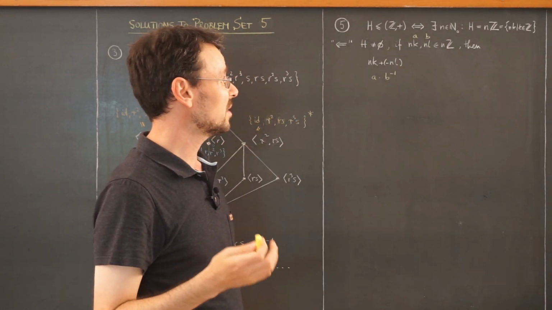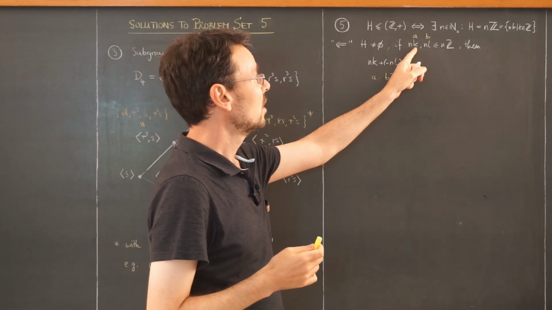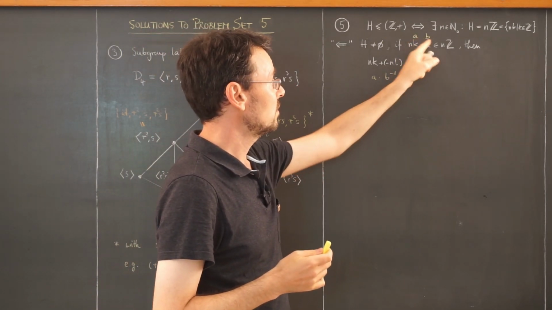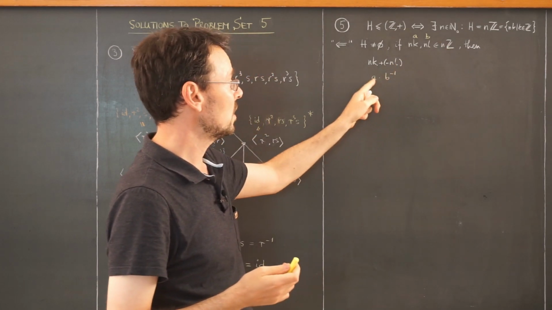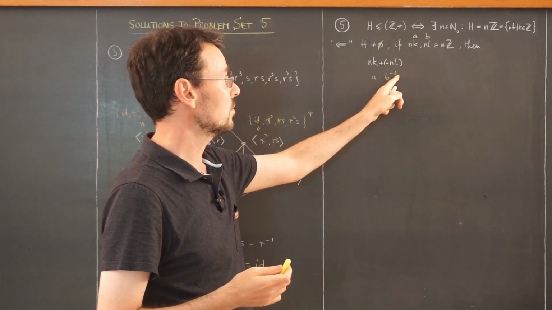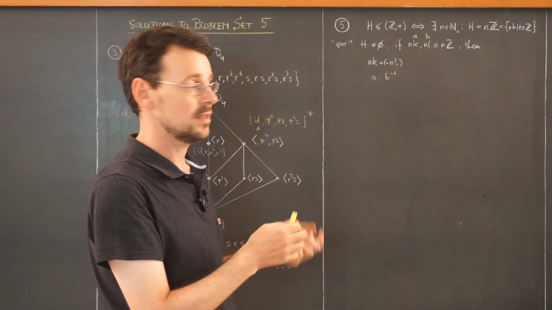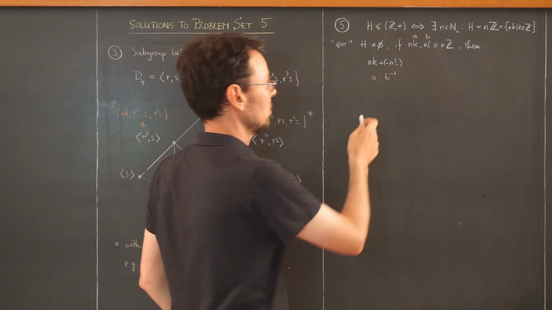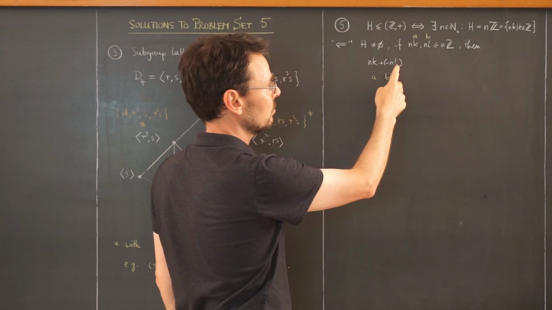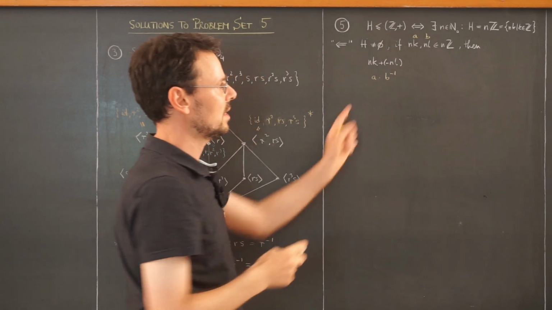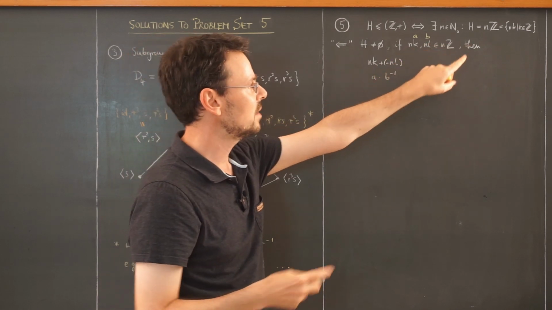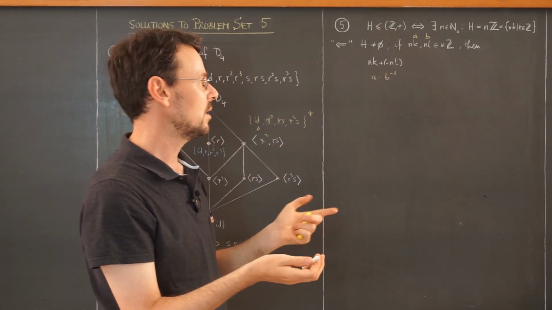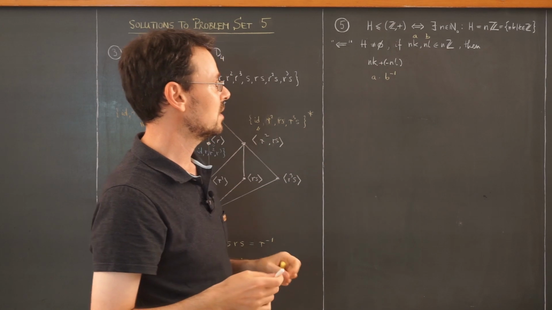Okay, I want to use the subgroup criterion. If these here are two elements of the subset I consider, then I must show that a times b inverse also lies in the subset under consideration. Now we have an additive group, so the inverse is not written as to the power of -1, but the inverse of n times l is simply minus n times l, and our group operation is addition.